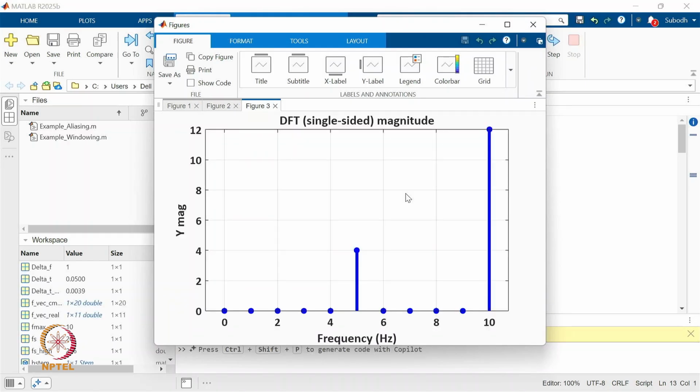That is the result. You can see the DFT. Now you see there are two components, one at 5 hertz as we got earlier as well, and now there is the component at 10 hertz of 12 units amplitude, and that correctly identifies the second frequency component as well. So, this clearly shows that with a proper choice of the sampling frequency, aliasing can be avoided.